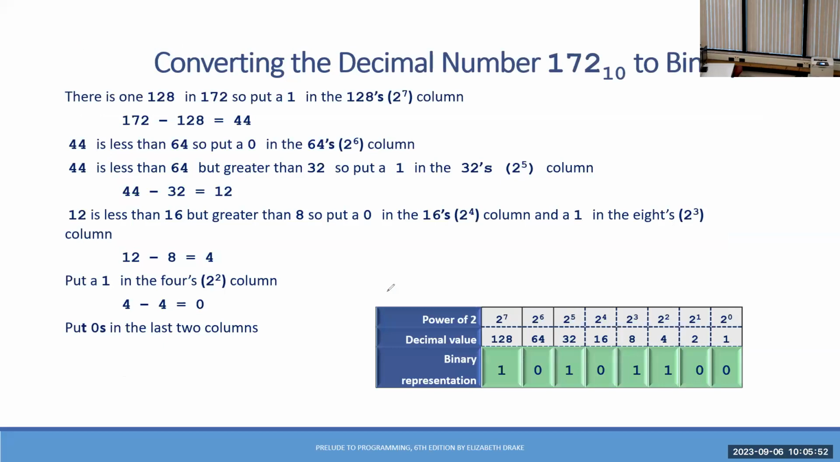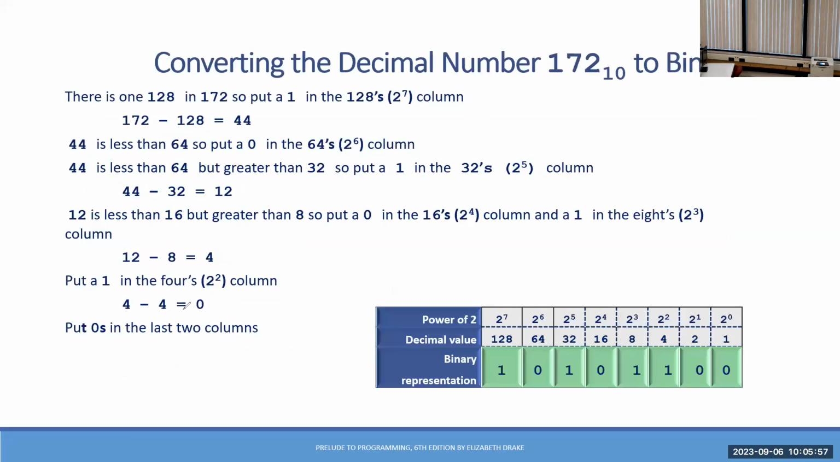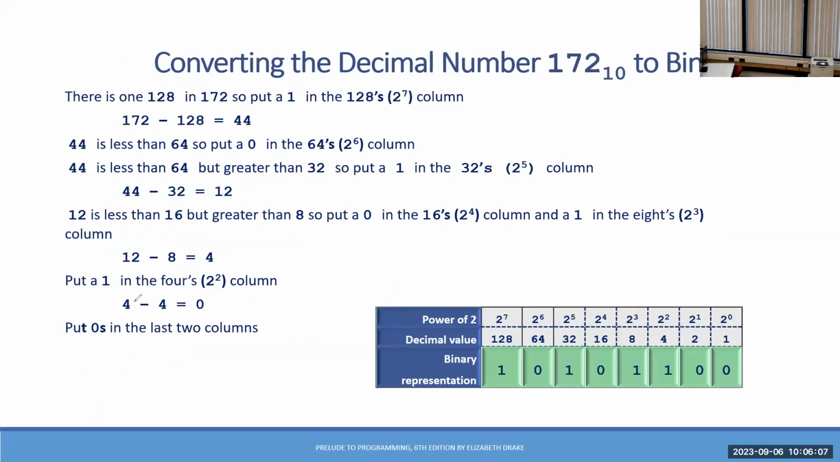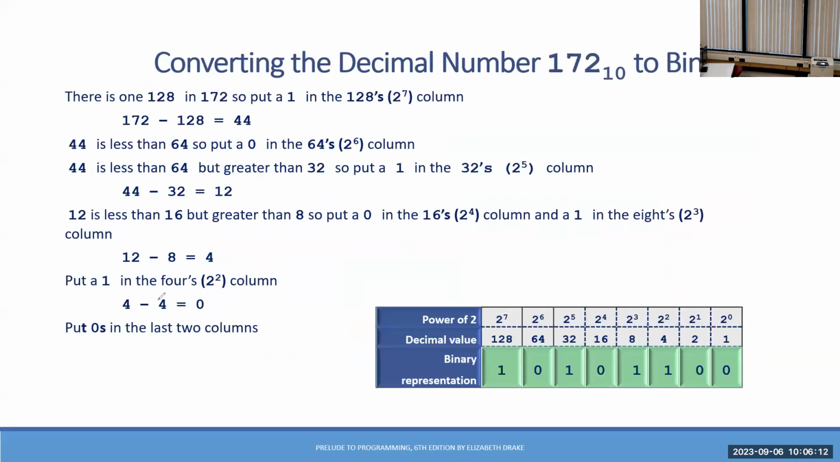Okay, now you know how to convert from binary to decimal. What is the reverse process? What happens if you want to convert from decimal back to binary? Basically, you follow exactly the same approach. If I want to convert the number 172 to binary, you have to work from left to right.